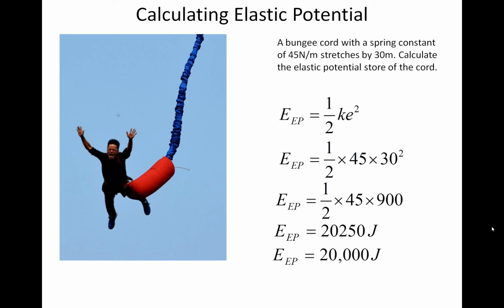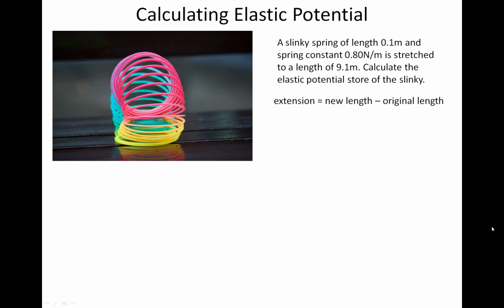Once we've done that, by rounding it, we can also simplify this answer. Since it's 20,000 joules, we can call it 20 kilojoules. And finally, a slinky spring of length 0.1 meters and spring constant 0.80 newtons per meter is stretched to a length of 9.1 meters. Calculate the elastic potential store of the slinky.